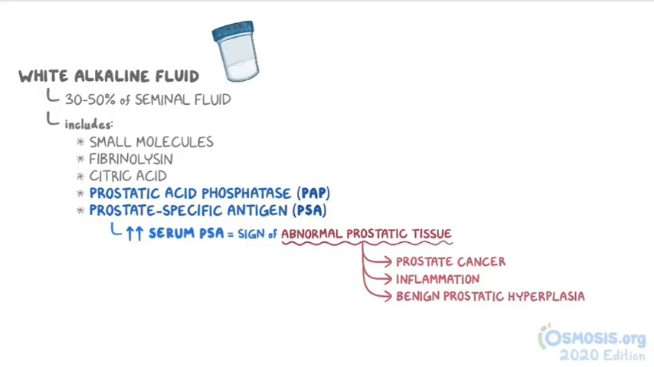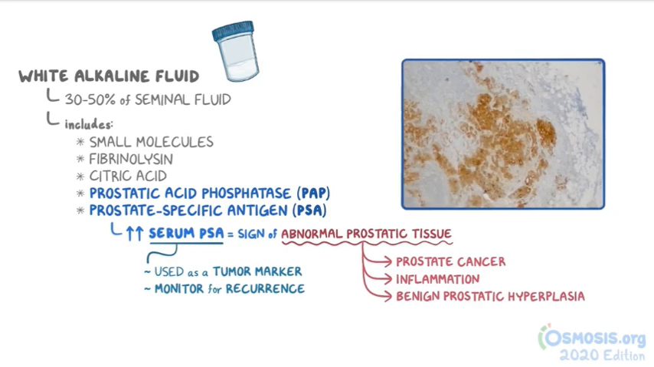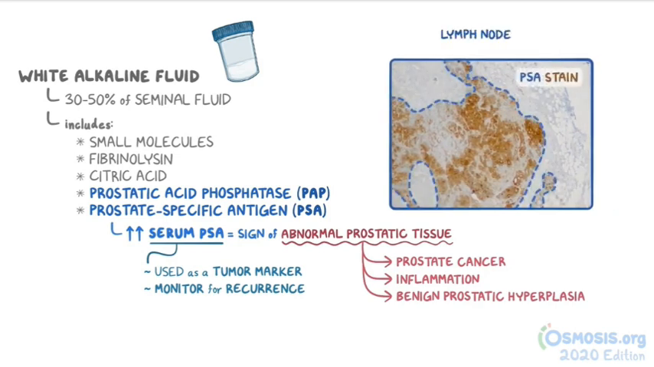Because of this association, a PSA serum level is often used as a tumor marker for prostate cancer. And even after a patient has had their prostate cancer removed, PSA is used to monitor for a possible recurrence of the prostate cancer. PSA and PAP immunostains can also be used on tissue samples to assist with the diagnosis of prostate cancer, such as with this section from a lymph node, where a PSA stain is highlighting a metastatic prostate adenocarcinoma in brown.